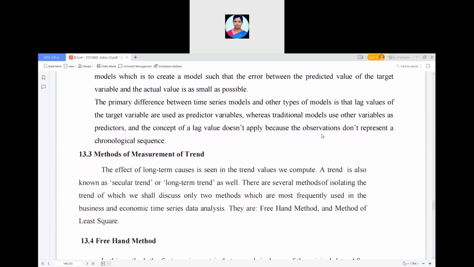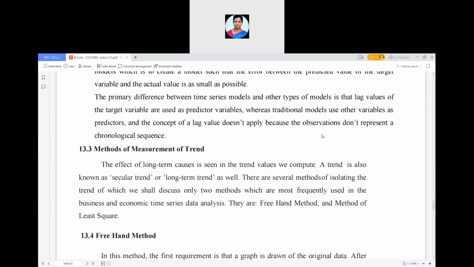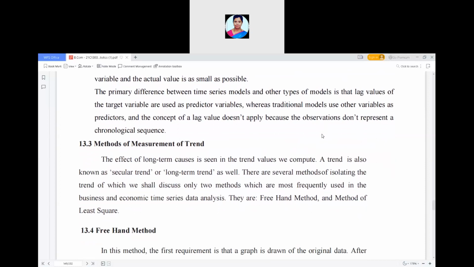Very interesting topic under time series: the methods of measurement of trend. Under this we have five methods. We will see that one by one.